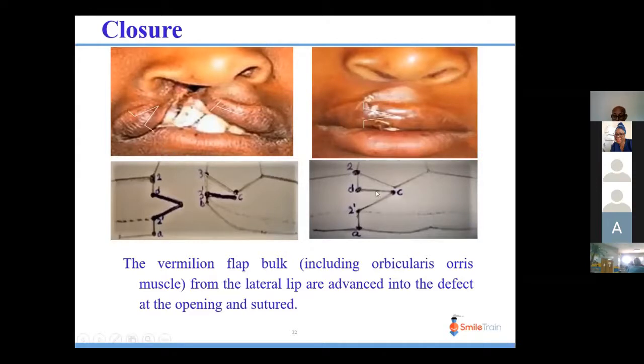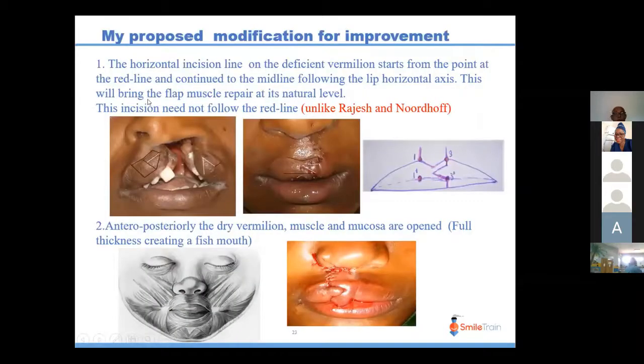So my additional things are 2 points in what Rajesh has done, just 2 points. But here to emphasize, if you have a harmonious muscle in here without the skin, the lips look like a lip, even without the skin. So this is very important to note. So my horizontal incision comes like this. It's not like this as in Rajesh or Nordoff, but horizontal.